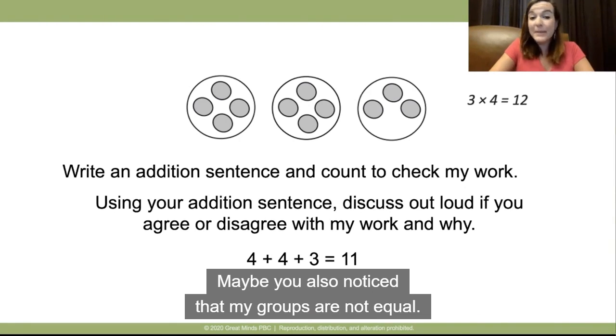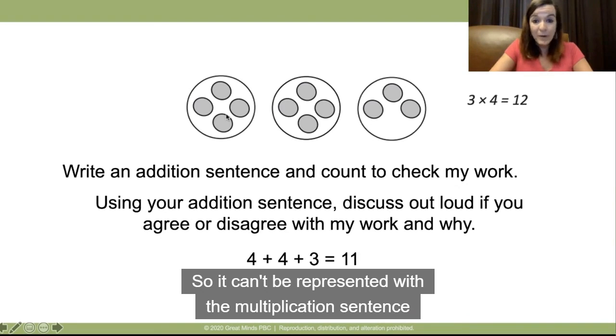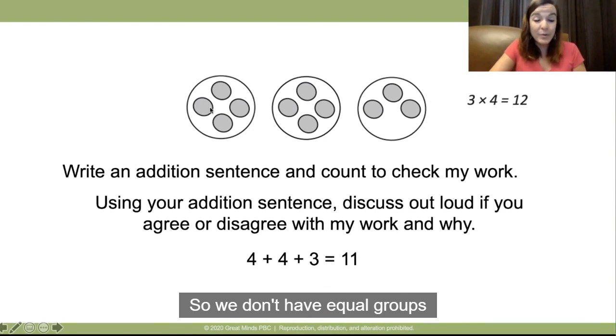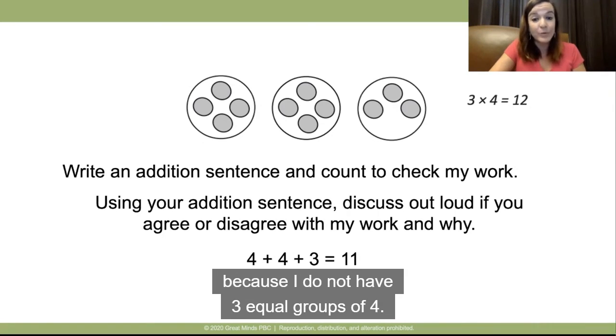Maybe you also notice that my groups are not equal. This last group only has 3 circles, while the other 2 have 4 circles. So it can't be represented with a multiplication sentence of 3 times 4, because there are not 4 circles in each group. So we don't have equal groups, and we're not showing 3 groups of 4. So my work is incorrect, because I do not have 3 equal groups of 4.